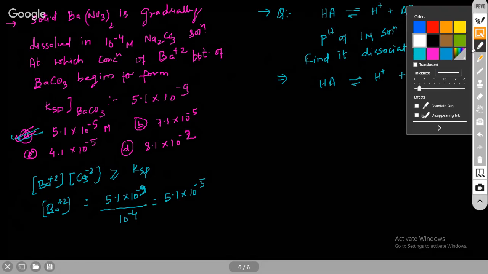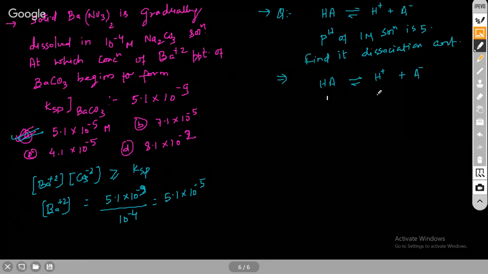Nothing is given here, so we assume the initial concentration is 1, 0, 0. Right? pH is given, so we have the H plus concentration, which is 10 to the power minus 5. And since we have a 1 to 1 mole ratio, the concentration of H plus would equal the concentration of A minus. And how do we get this? When this acid dissociates, 1 mole gives 1, so to get 10 to the power minus 5 moles, 10 to the power minus 5 moles of this must dissociate. So 1 minus 10 to the power minus 5 is the equilibrium concentration of this.